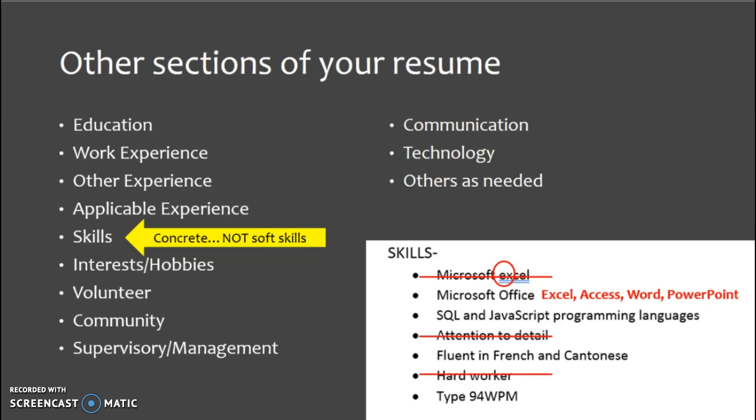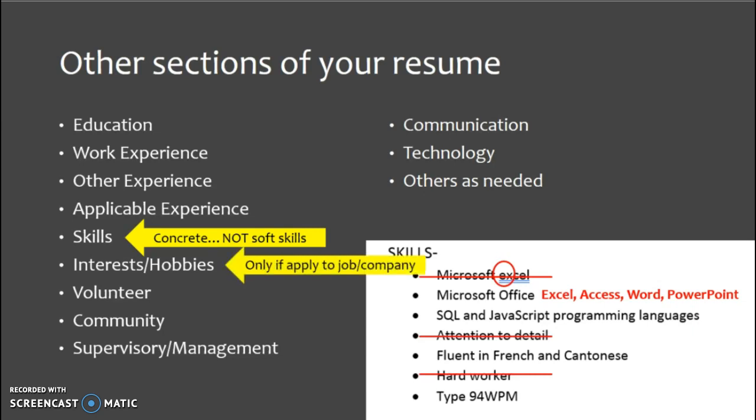And of course the other soft skill in here, hard worker. My response would be prove it. What do you have to prove this? And you should be proving it in your resume. Alright, soft skills, bad. Concrete skills, yay!